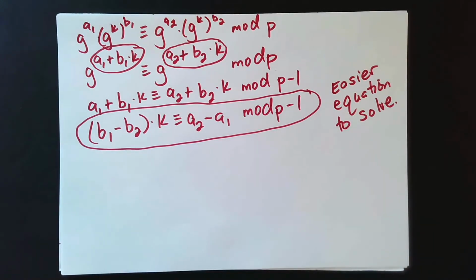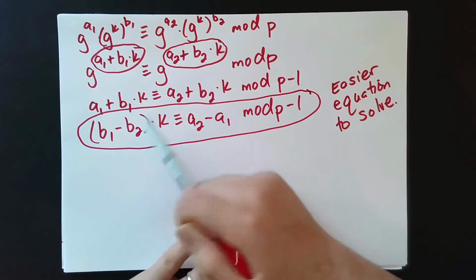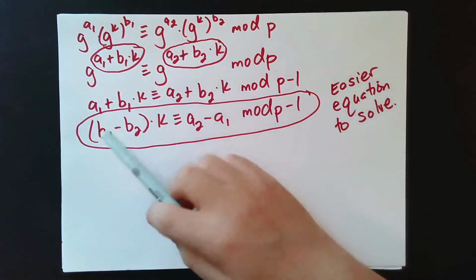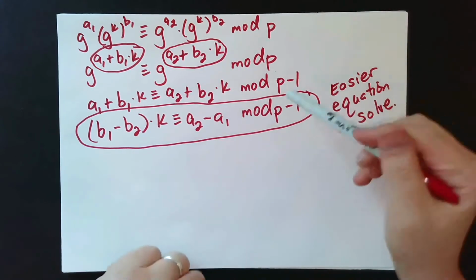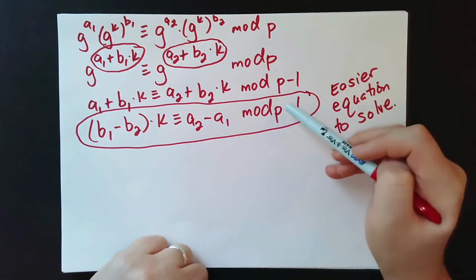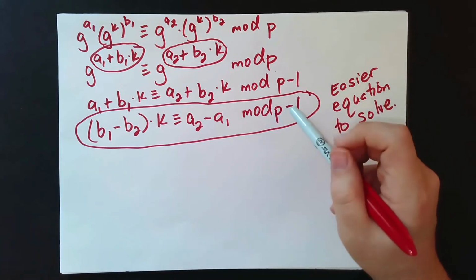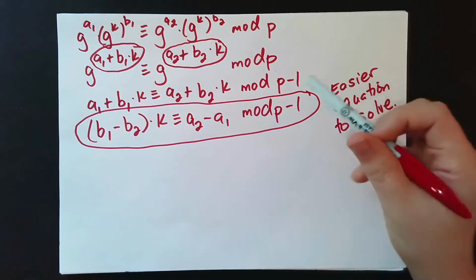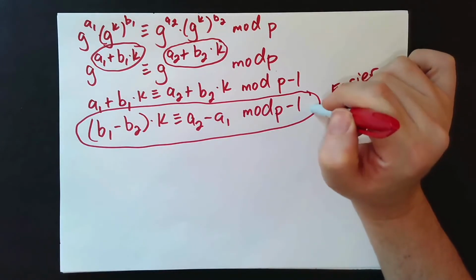Now, you might be inclined to say, just multiply by the inverse of b1 minus b2, and then you're done. If b1 minus b2 has an inverse, that will definitely work. But note we're now working mod p minus 1, where lots of things don't have inverses. For example, every even number will not have an inverse. And so we might have to do something slightly more subtle when it comes to solving this last equation.